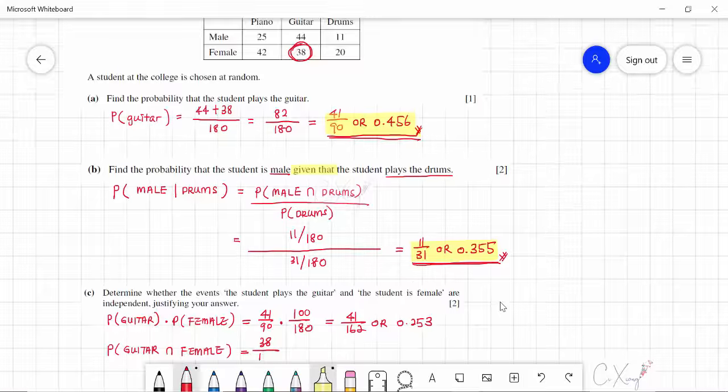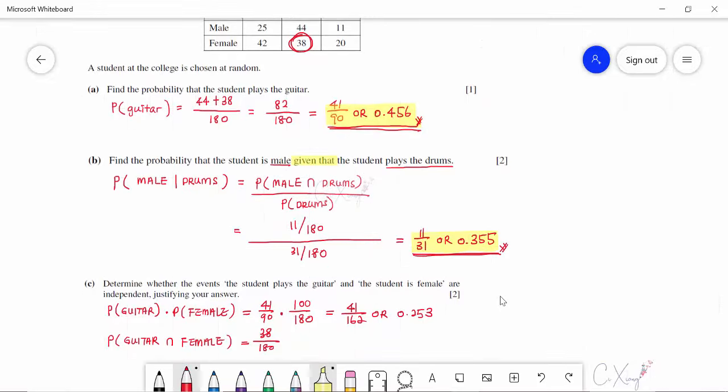Okay, the 38 over 180. Again, if you want, you can try to simplify it also. So if you simplify it, then you will get 19 over 90. Okay, so after you get these two values, you try to compare them. And of course, before you compare them, you can change the 19 over 90 to three significant figures.